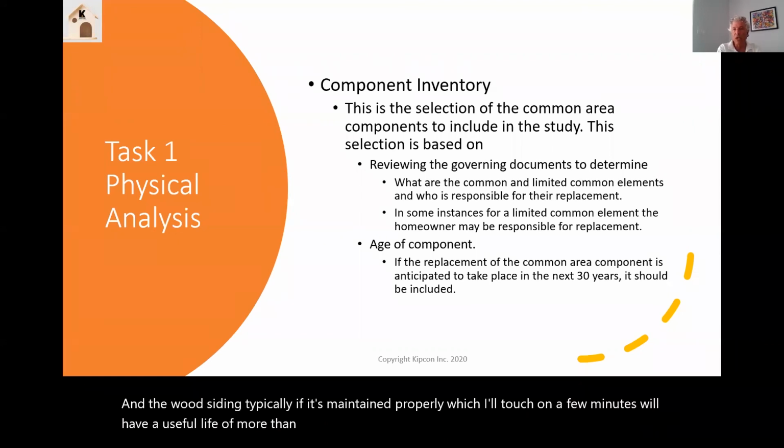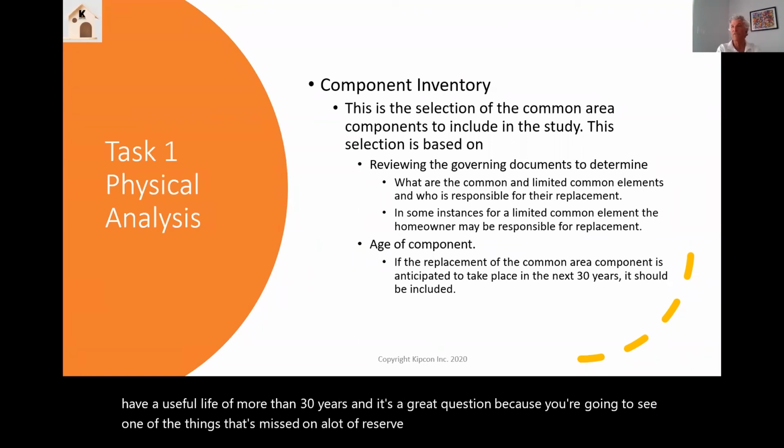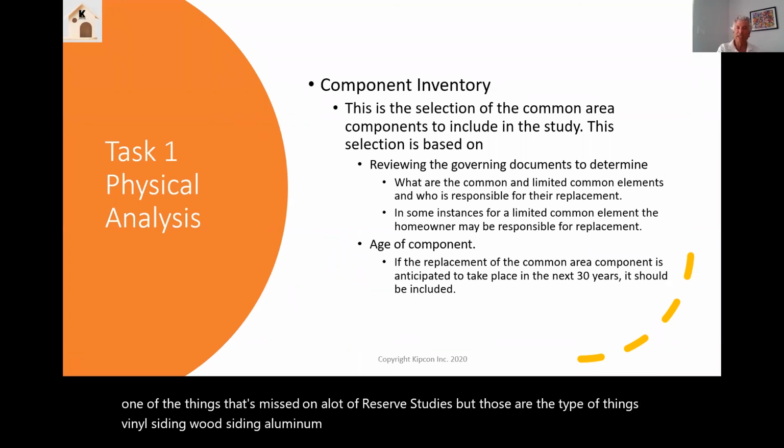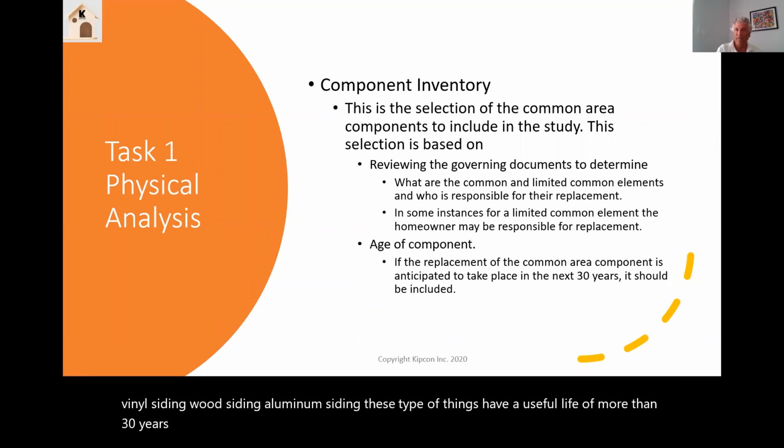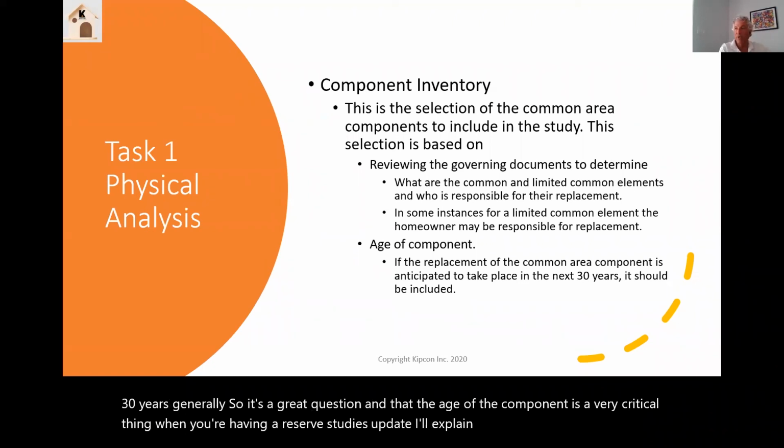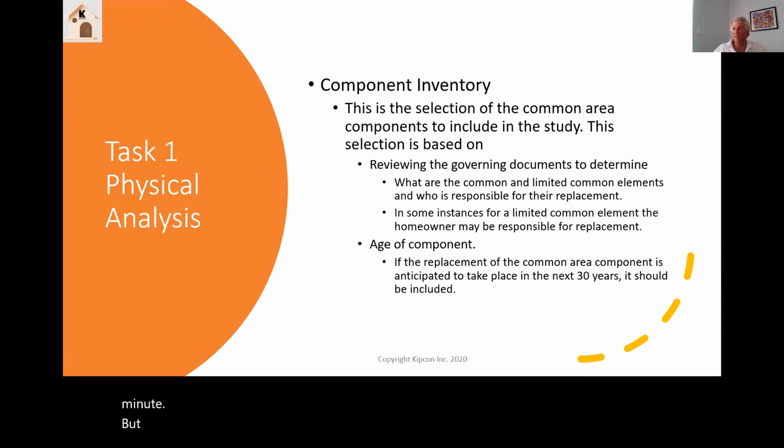It's a great question, because it's one of the things that's missed on a lot of reserve studies. Vinyl siding, wood siding, aluminum siding, these types of things generally have a useful life of more than 30 years. And the age of the component is a very critical thing when you're having your reserve studies updated. I'll explain why in a minute. But that's a great question as far as what things have those useful lives.